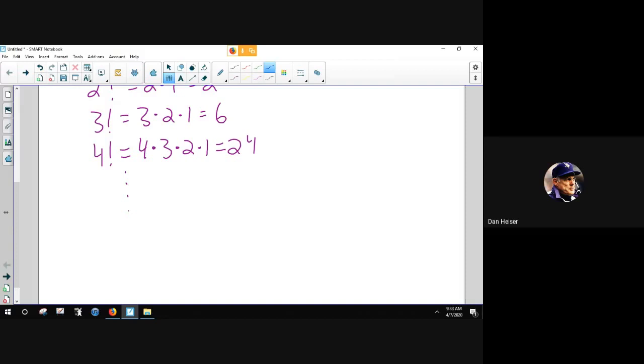One other thing about 4 factorial. Notice that this is 3 factorial. So I can say that it's 4 times 3 factorial. A little hint for later. We can use that to simplify some other things. More on that shortly.